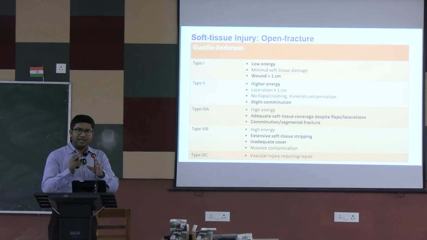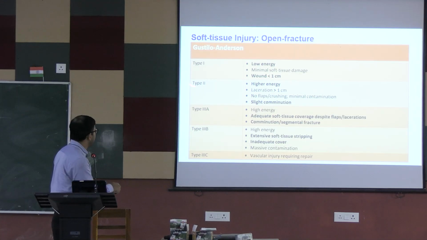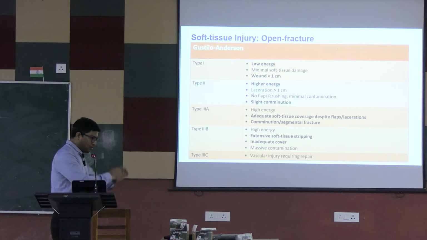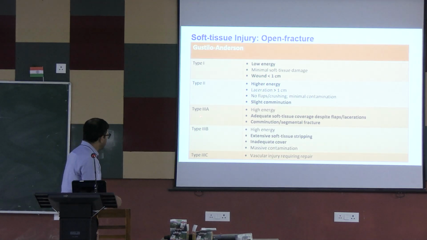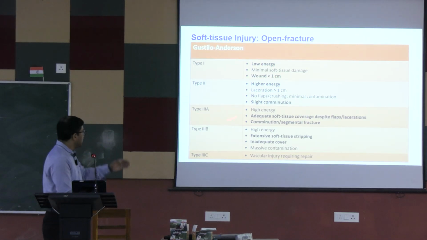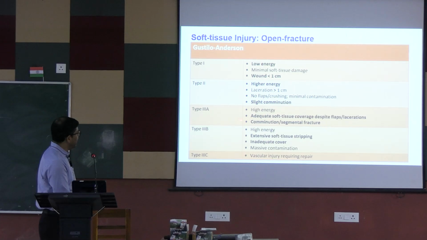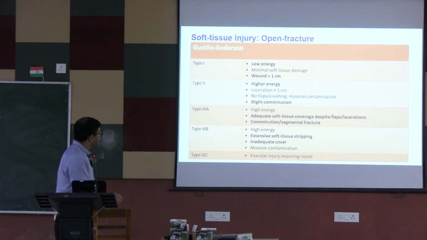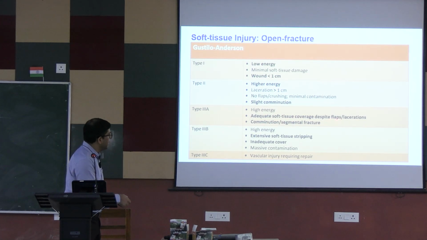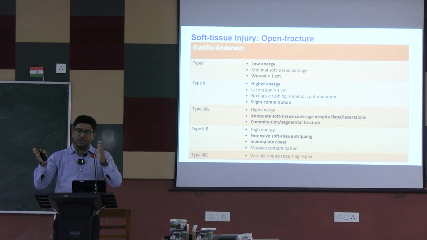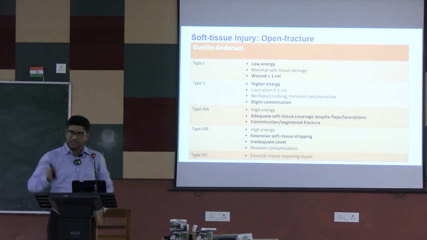If the size is less than 10 centimeter, does it mean that it belongs to type 1 or type 2? No, that is not always true. But generally type 3 has a wound size of more than 10 centimeter. Now, what is the difference between 3A, 3B and 3C? Important, 3A, all are high energy injuries, right? 3A has a larger size, the laceration is extensive, but the bone periosteum is not exposed. Okay. So, they have adequate soft tissue coverage. And yes, it is a comminuted segmental fracture.